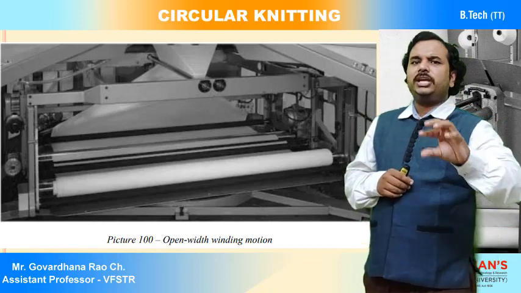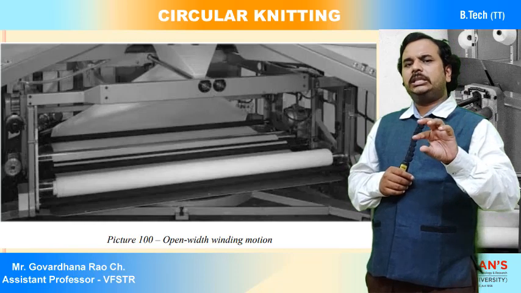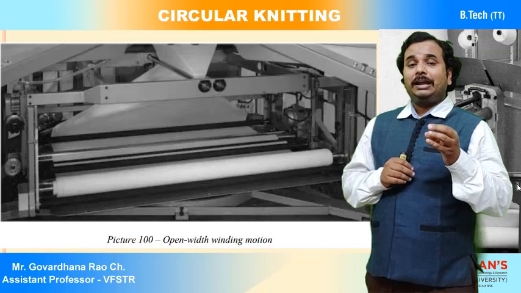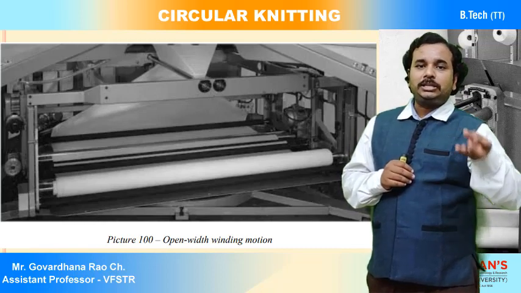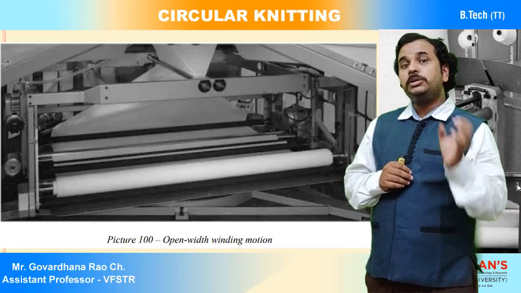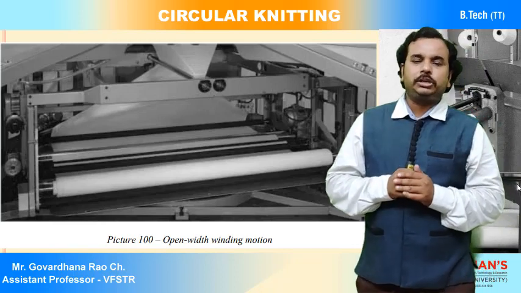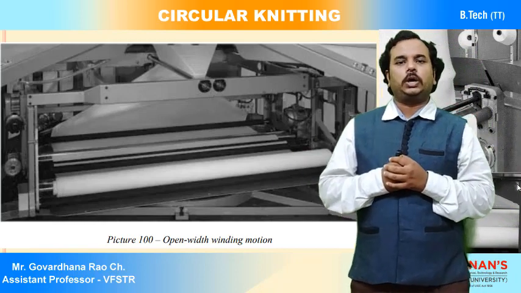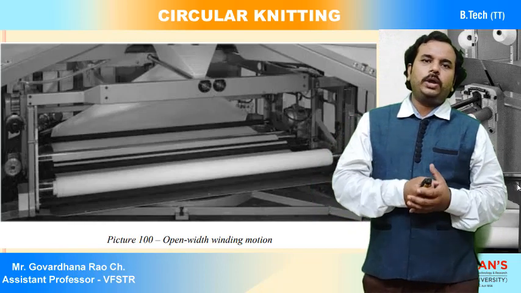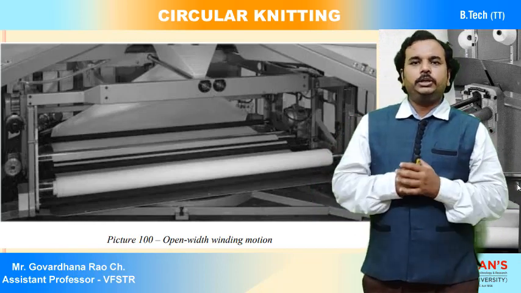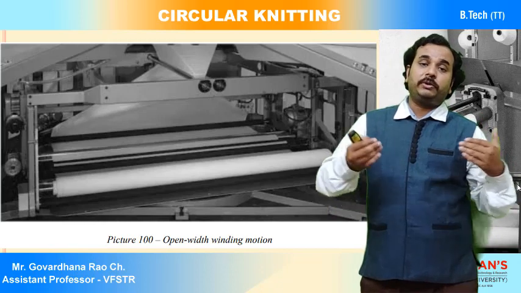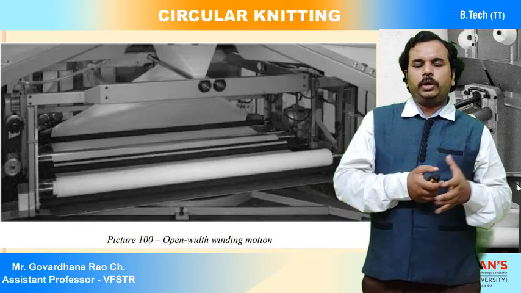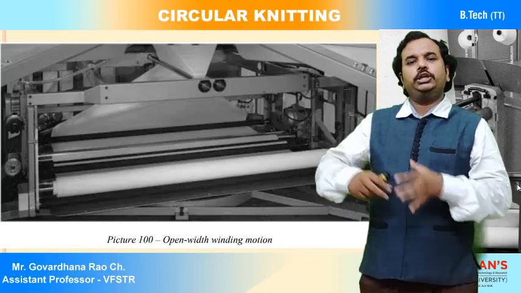So there is a small change in the dimensions of the winding mechanism, and there are some mechanisms like the splitting or cutting mechanism incorporated in the knitting machine, so that in the open width form we can wind the cloth into the cloth roller. Okay, so this is how we take down the fabric and wind it into the cloth roller.